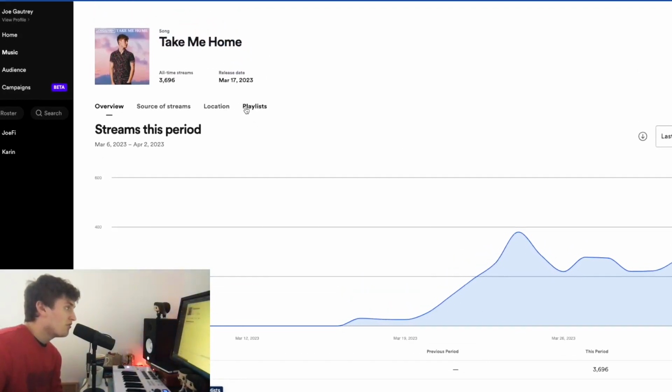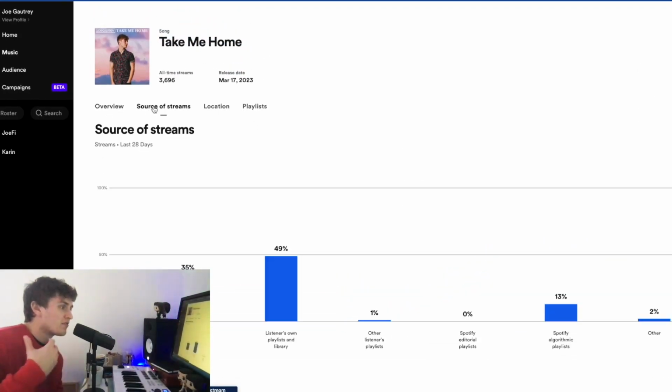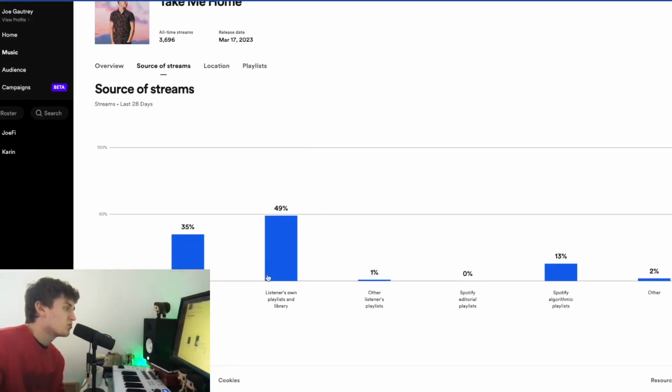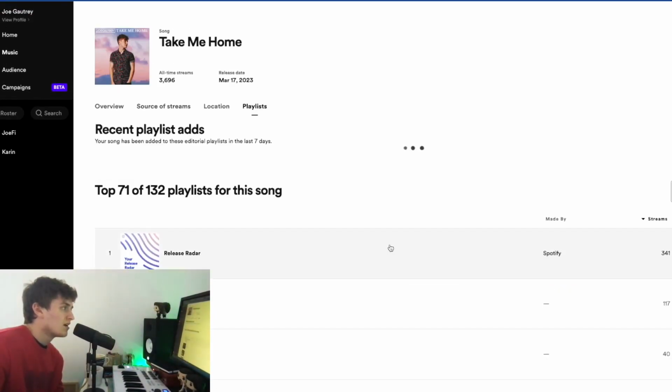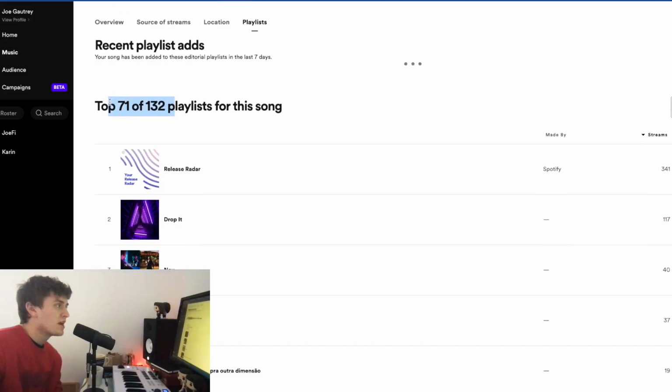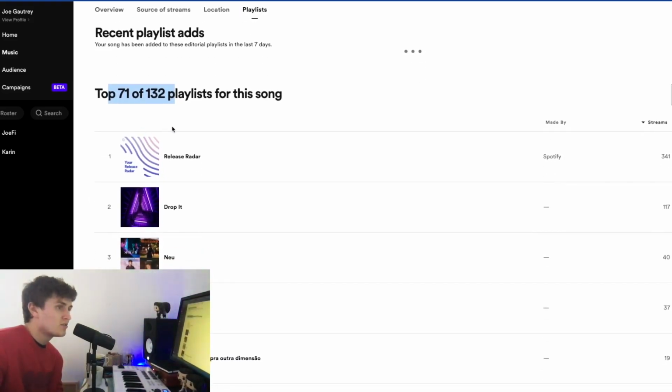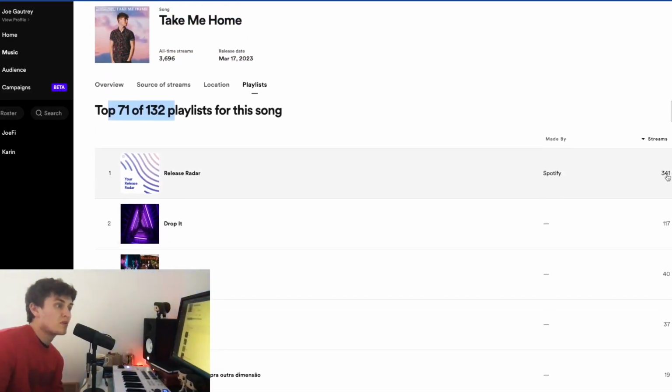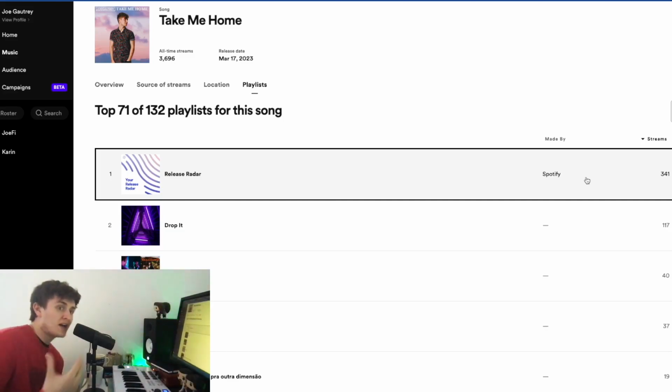So the one thing that really I've noticed is with this really good stat here, listeners own playlists and libraries. This did very well for getting playlist ads. You can see if we go to here, 132 playlists this has been added to, and you'll see right here the really nice little Spotify release radar bump that we've got. This is since I've stopped running the Facebook ad campaign, because the whole point of the Facebook ad campaign is to feed data to Spotify to get it shared to the right people. So we're now getting the rewards of doing that.